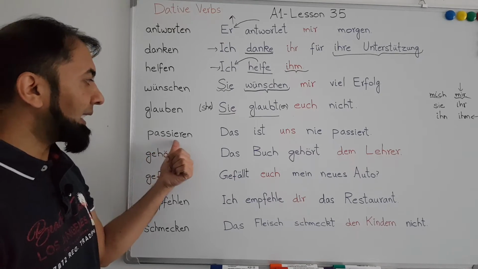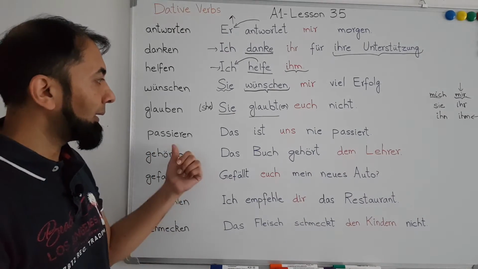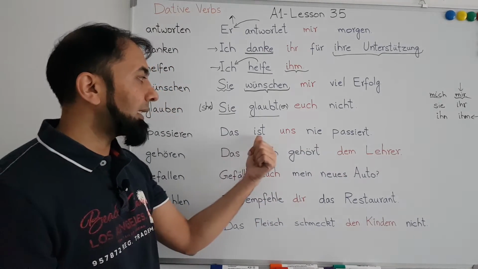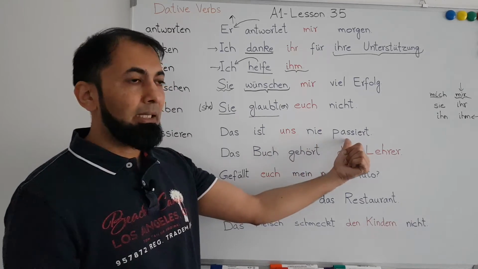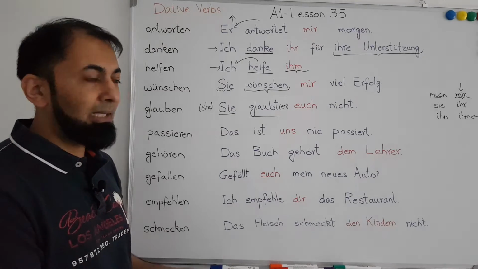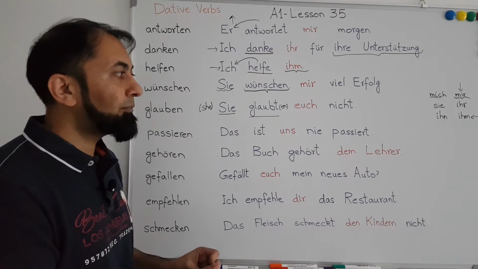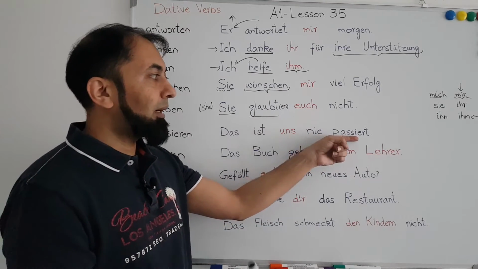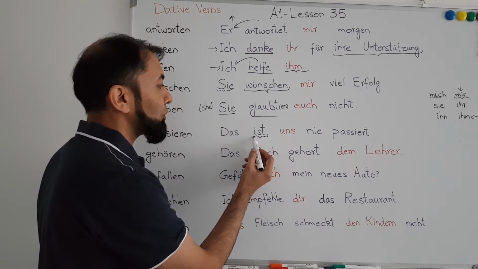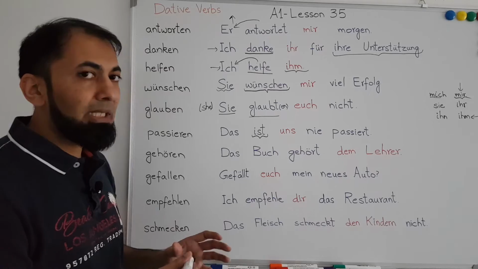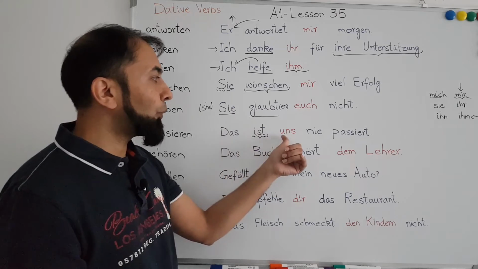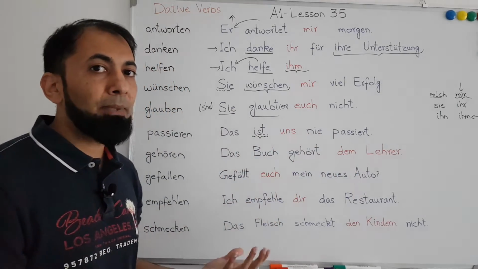Now next is passieren. Passieren means to happen or to occur. Example is, das ist uns nie passiert. It has never happened to us. Now, this is a perfect sentence, and when we learned perfect, we saw that passieren belongs to a category of verbs which take the sein verb at the second position, and when we conjugate sein with respect to this, it becomes ist. So das ist uns nie passiert. It has never happened to us.